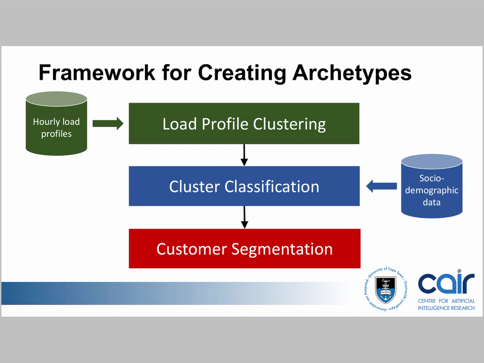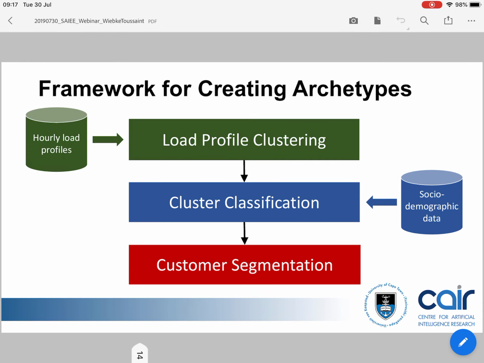Now moving on to the actual meaty bits of how to create customer archetypes. Here's the very high-level structure of the process that we did. The framework for creating archetypes involved three processing steps. First is load profile clustering, the second is cluster classification, and the third is customer segmentation. Load profile clustering requires hourly load profiles, and then the cluster classification uses the socio-demographic survey data in order to characterize the clusters. Don't get worried about this yet, you'll understand it as we move along.